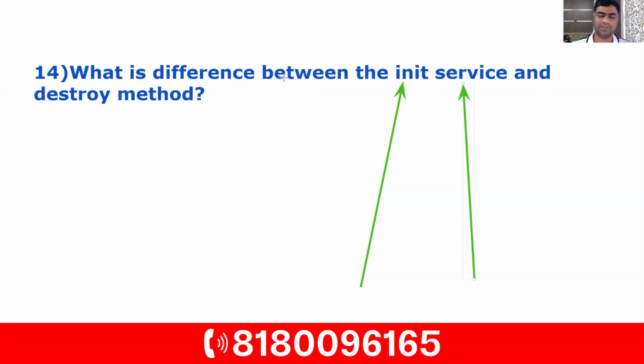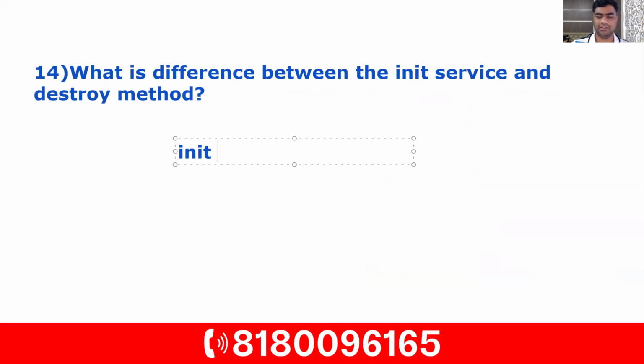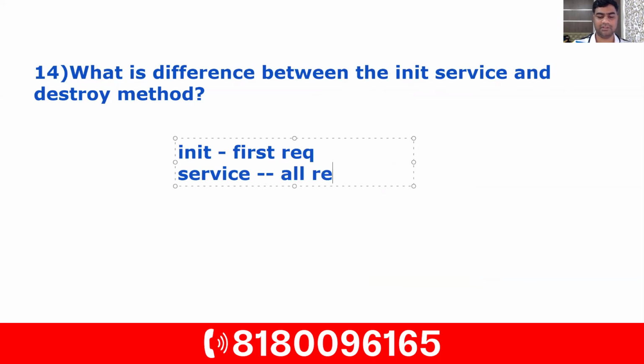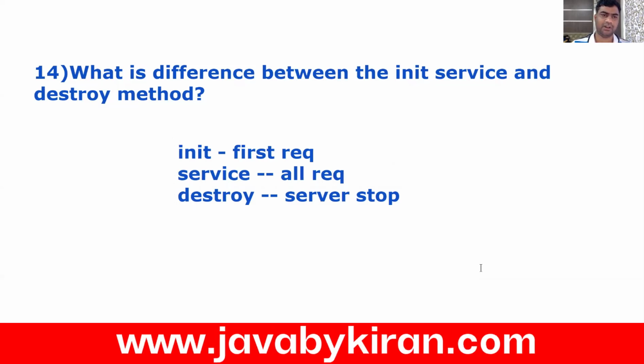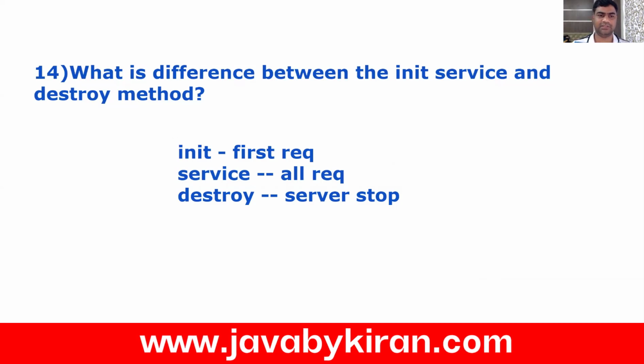Whenever we stop a server, the destroy method will automatically get called. The destroy method will get called only at the time of server stop. That means everything is collapsed. So this is the difference you need to tell here. Basically you should remember: init, first request; service, all requests; destroy method, at server stop. These are the three methods which are used for designing a servlet.